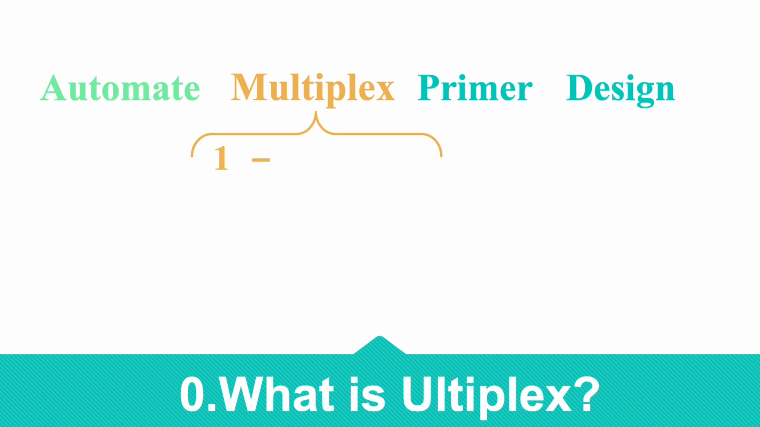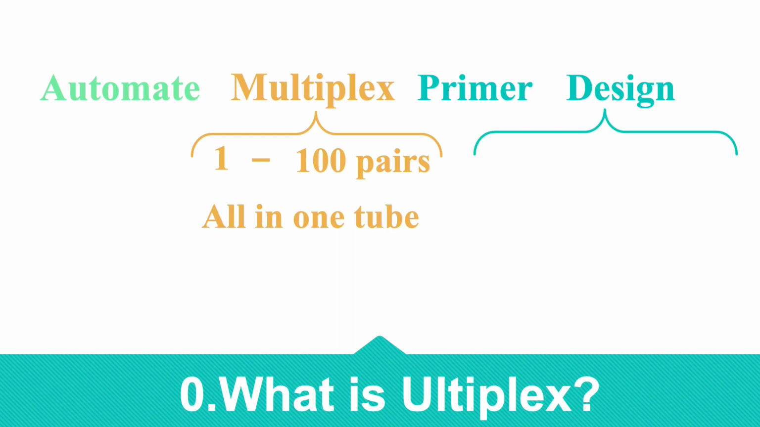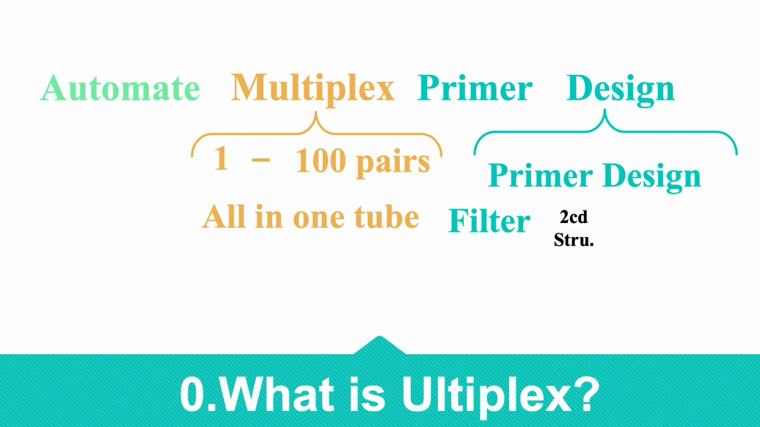It can design primers for 1 to 100 targets, and all primers are reacted in one tube. Ultiplex is a PCR primer design website. It can design primers, filter primers, and delete primers which contain harmful secondary structures, such as hairpin and dimer. It deletes primers which contain SNPs, or are located in repeat sequences. It deletes primers which have nonspecific amplicons.